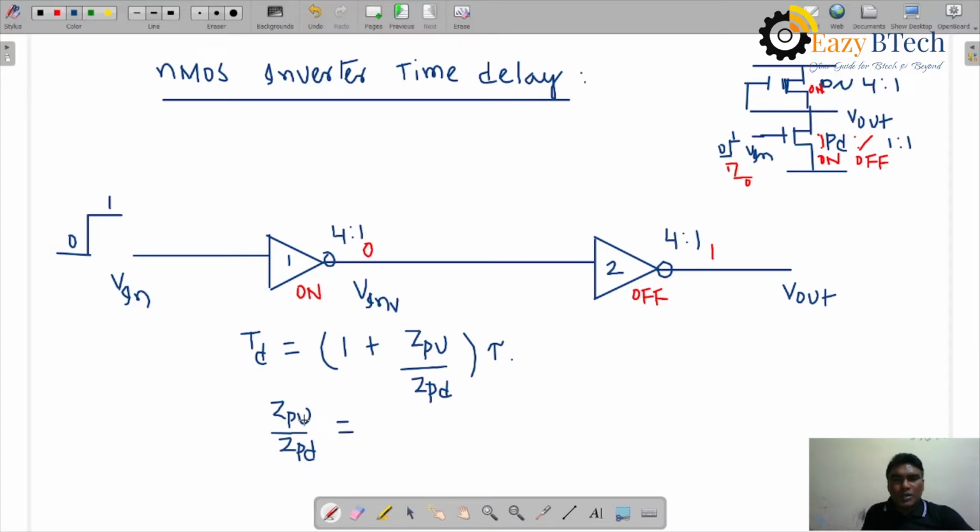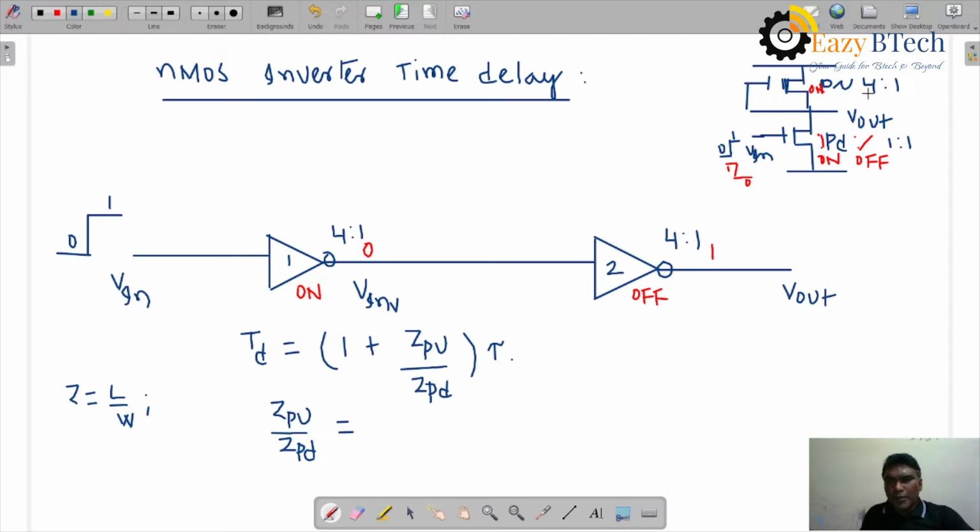Z means impedance, where Z is equal to length by width ratio. The resistance is nothing but the length of the channel over the width of the polysilicon. So that is Z pull up and Z pull down, the length and width parameters. Here you can see the length of the channel and the width of the polysilicon.